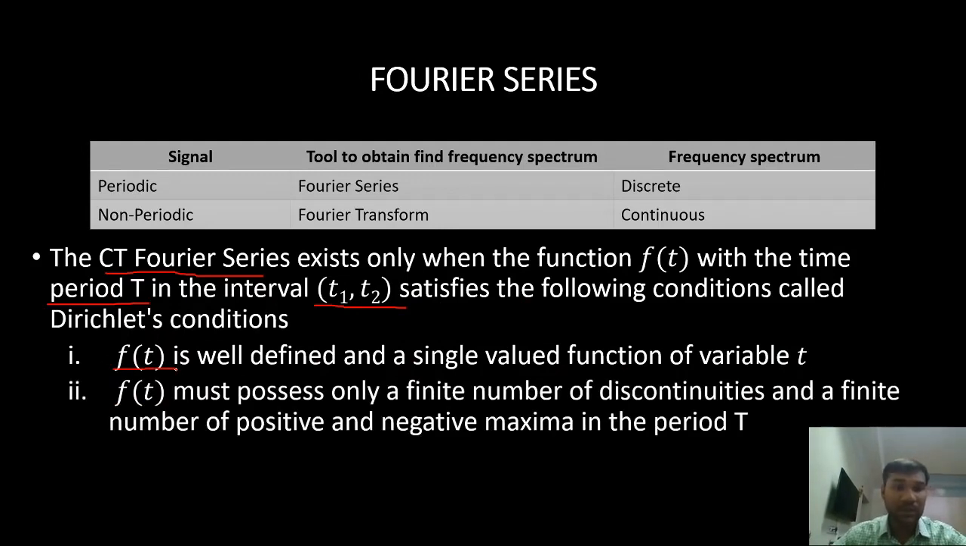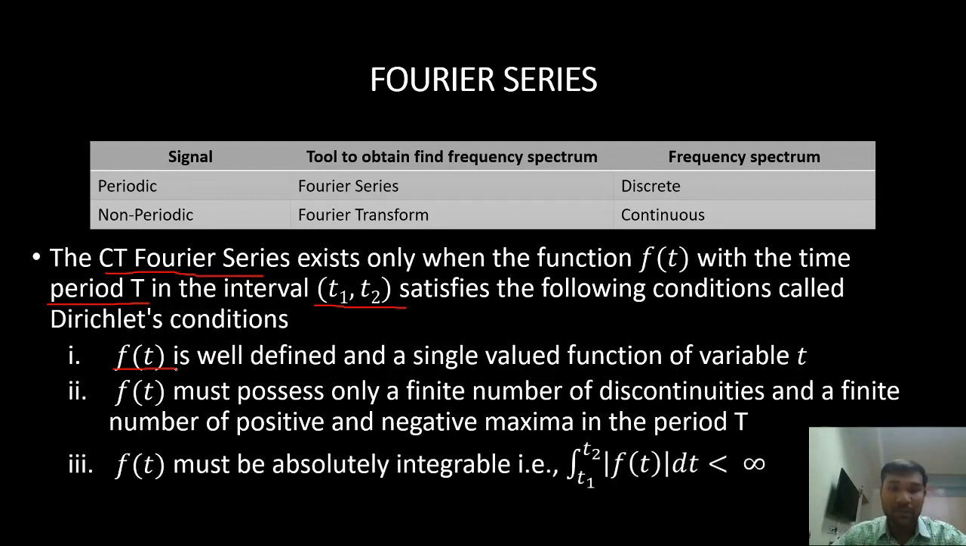The second one is that f of t must possess a finite number of discontinuities and a finite number of positive and negative maxima in the period T. In the given period T, there must be a finite number of maxima and minima and a finite number of discontinuities. If there are an infinite number of discontinuities or maxima, then the Fourier series does not exist.